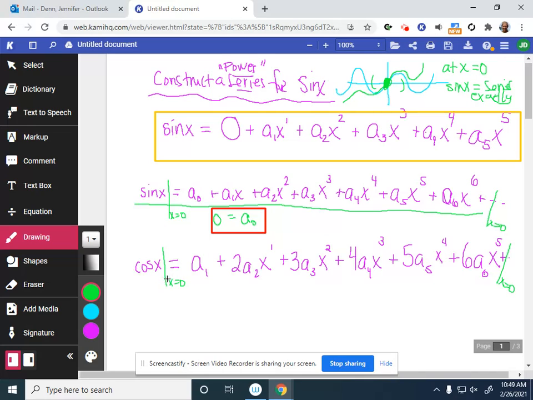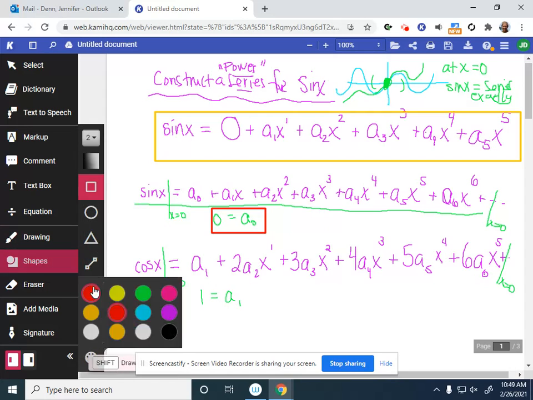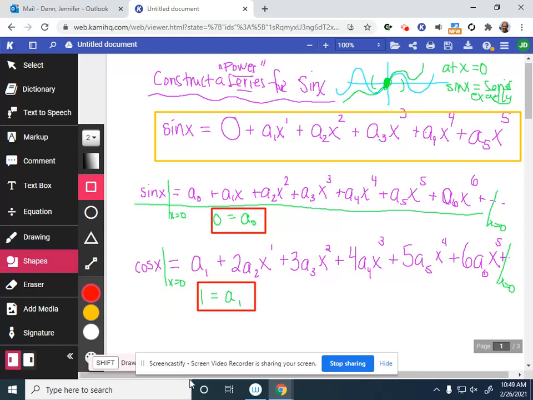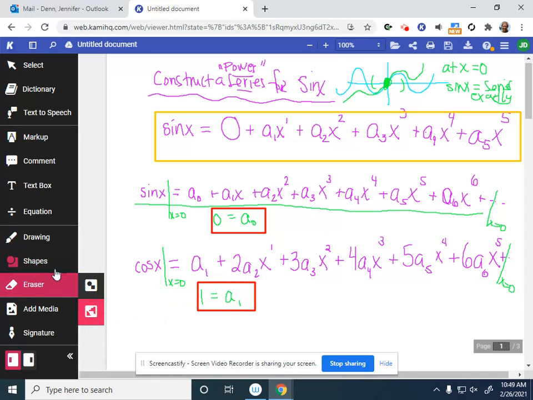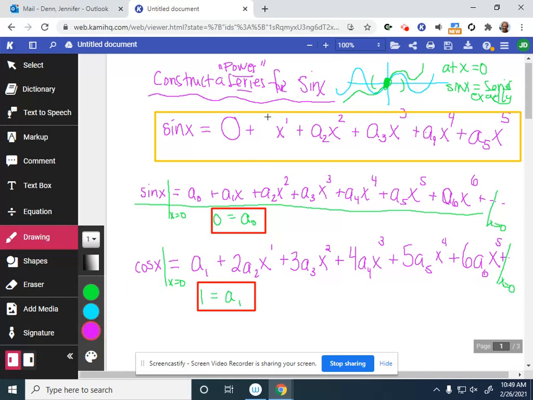Plugging 0 into the cosine of x gives me 1. Plugging 0 into this equation means every term cancels except for that. So I just found out what a sub 1 is. I can now go back to here and get rid of a sub 1, and replace a sub 1 with the number 1.